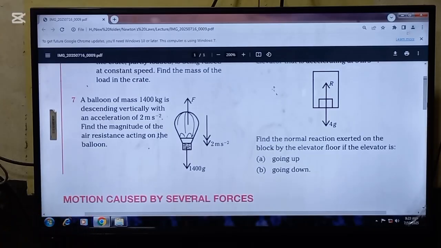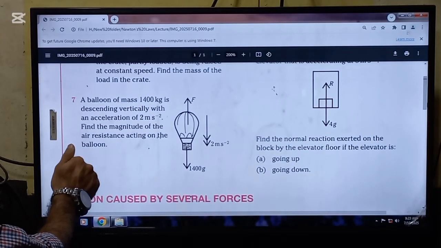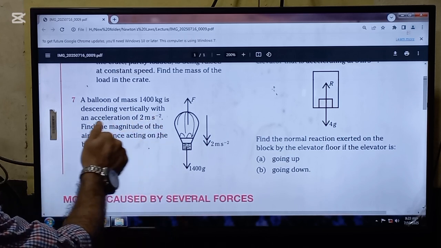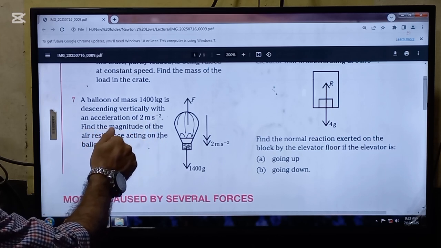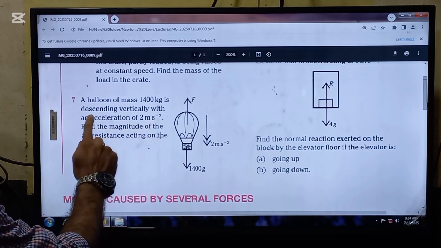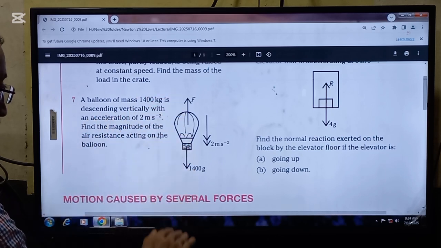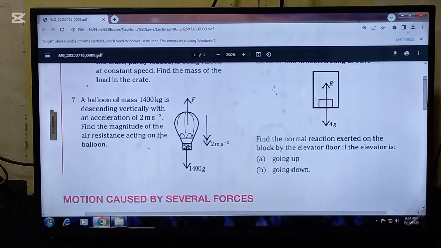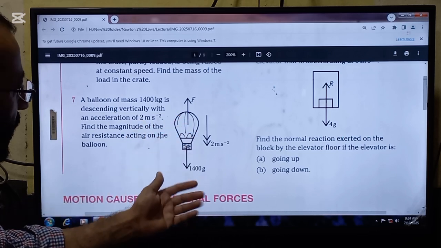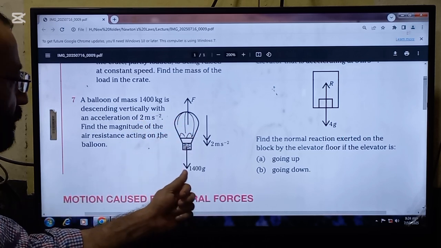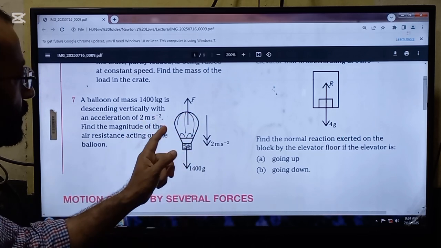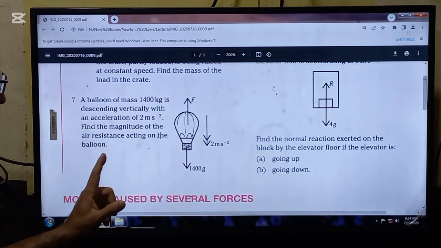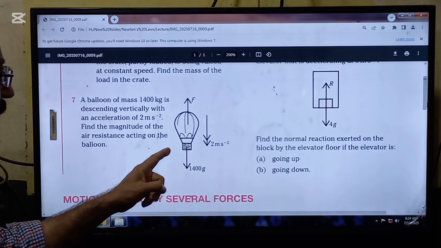Here is another question. Look at this statement. Question number 7. A balloon of mass 1400 kg is descending vertically with an acceleration of 2 meter per second square. Descending vertically means it is moving downward. Find the magnitude of the air resistance acting on the balloon. Because the balloon is descending, the weight of the total container will be greater than the air resistance F. That will be the resultant force acting on the balloon.